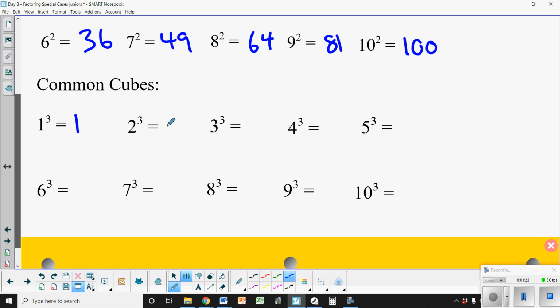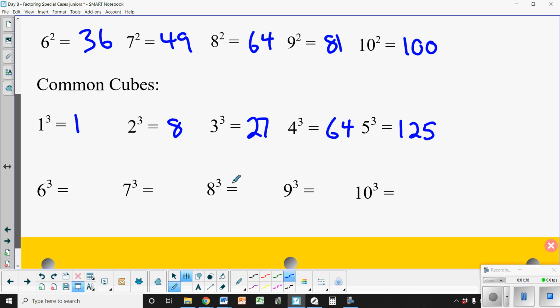All right, welcome back. So we know 2 cubed, so 2 times 2 times 2. 2 times 2 is 4. 4 times 2 is 8. And then 3 cubed, we get 27. 4 cubed, we get 64. 5 cubed, we get 125.